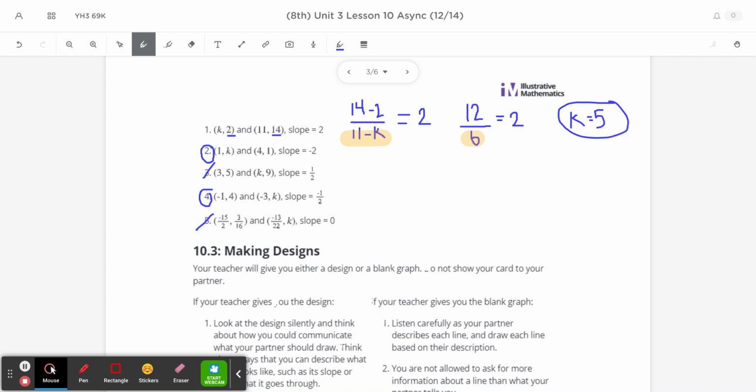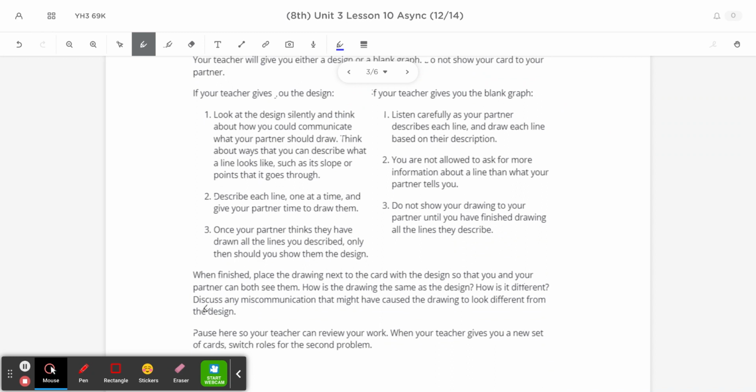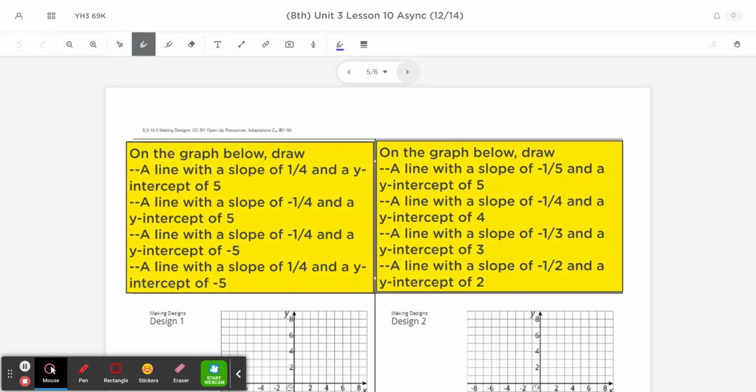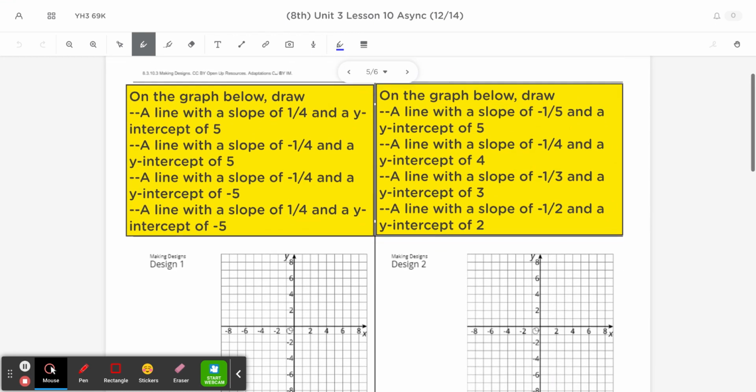Okay, you should have given 2 and 4 a try, and we're going to go ahead and move on to our last activity, which is 10.3. These directions here won't matter so much because I've adapted the activity for you to complete on your own. And so if you just go ahead and skip to slide 5, you will see the adapted version of the activity.